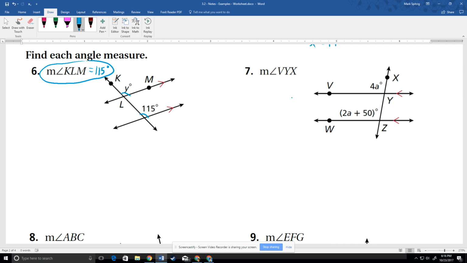So same thing here. I'm thinking, okay, well, this and this are corresponding angles. So I know they're congruent, which means I can set them equal to each other.